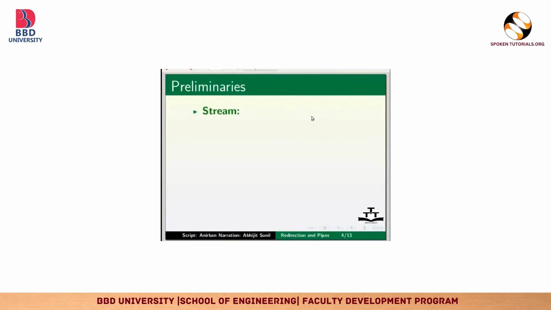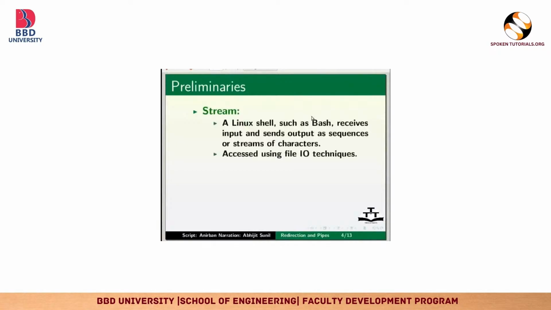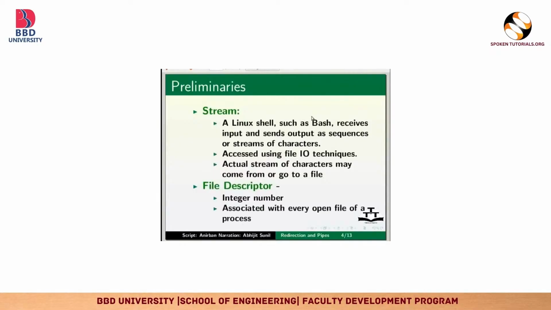Before learning about redirection, we should know about two important concepts, that of stream and file descriptor. A Linux shell like bash receives input and sends output as sequences or streams of characters. Each character is independent of the one before it and the one after it. Streams are accessed using file I/O techniques. It does not matter whether or not the actual stream of characters comes from or goes to a file, a keyboard, a window, etc. In Linux, every opened file of a process is associated with an integer number. These numeric values are known as file descriptors.